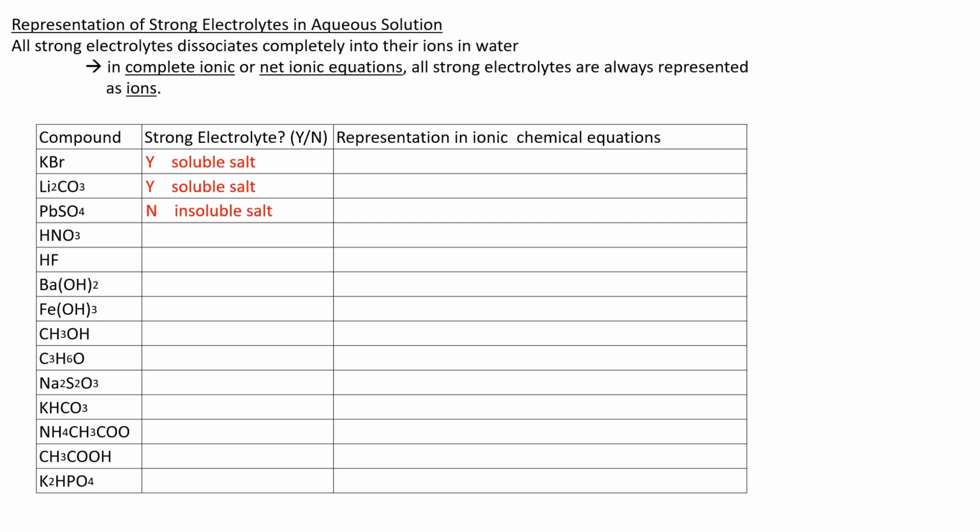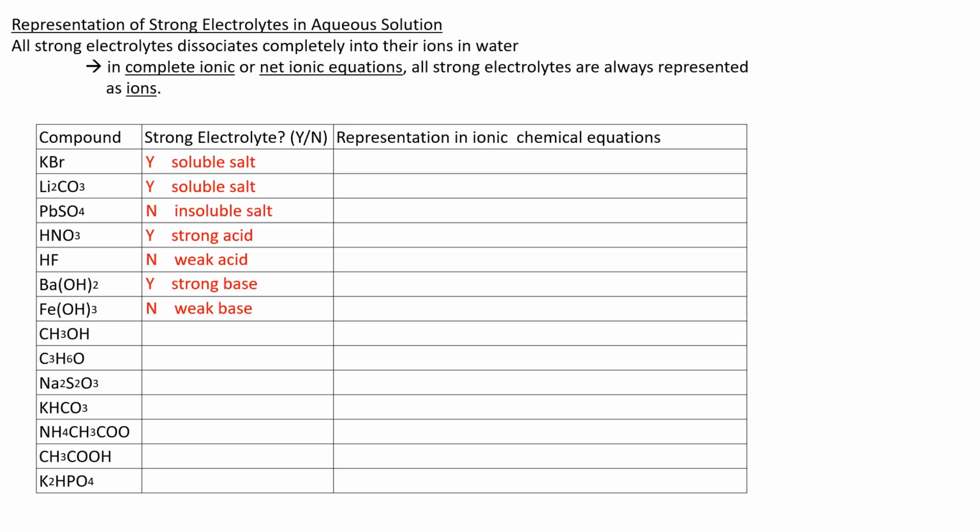HNO3, well, that is a strong acid, so yes, it is a strong electrolyte. HF, starting with H again, so that is an acid, but is it a strong acid? It is not on our list of strong acids, so no, it's a weak acid, it's not a strong electrolyte. Then we have Ba(OH)2. Is that a strong electrolyte? It is, because it's one of our strong bases. But then we have Fe(OH)3. It's a base, but that's a weak base. So no, it's not a strong electrolyte.